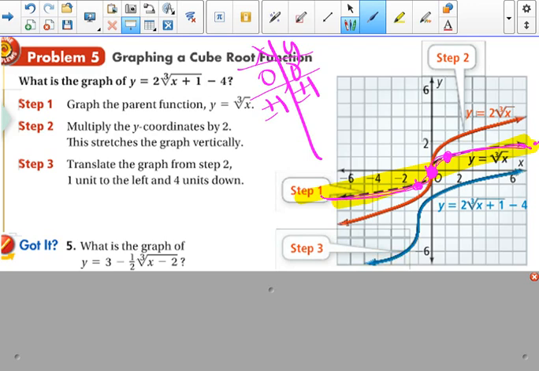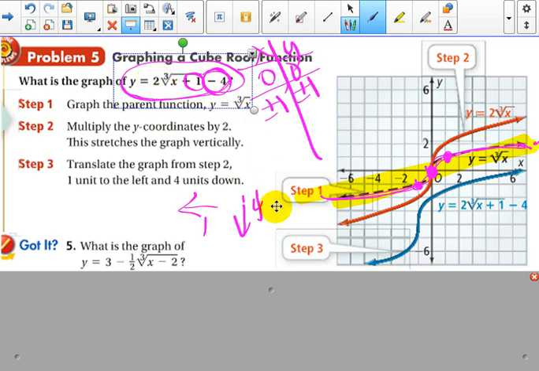Let's go with this. It says, what is the graph of y equals 2 times the cube root of x plus 1 minus 4? So we know we're going to take that parent function and stretch it by a factor of 2. And after we do that, we're going to do the horizontal and vertical movement. It's going to go left 1 and down 4, because h is negative 1 and k is negative 4. So let's first just apply that compression.